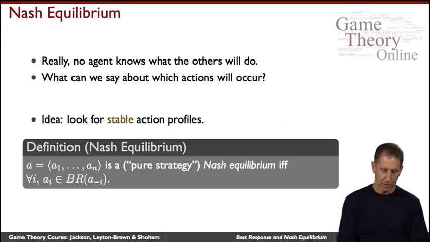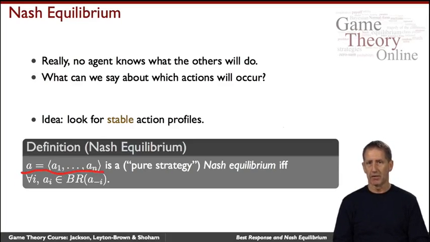Specifically, we'll look at an action profile here, A1 through AN, and we'll say that it's a Nash equilibrium, and later on we'll tell you why we call it specifically a pure strategy Nash equilibrium, if it's the case that for every agent, that action, A sub I associated with the agent, is their best response to all the rest.